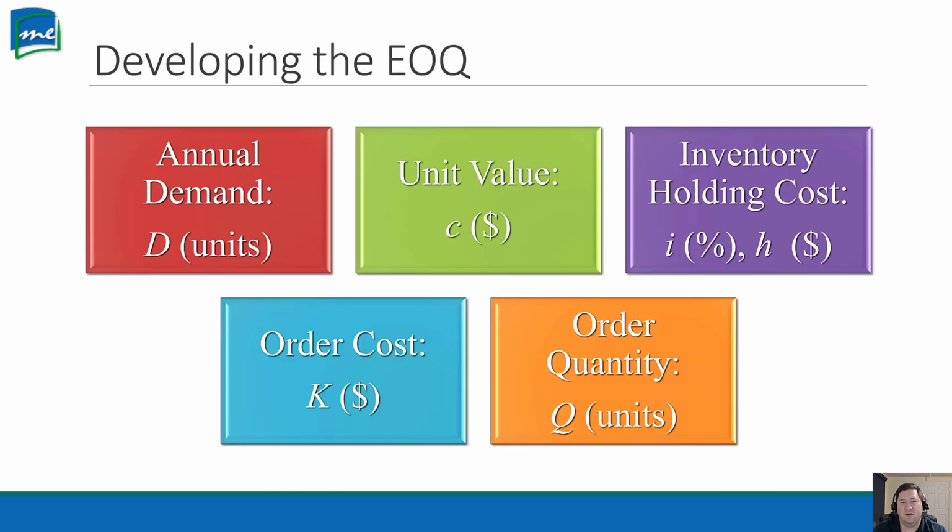So we have some variables that we're going to use in this. We have the annual demand, which will be represented by a capital D, and that will be in units, 100, 200, 300 units. Then our unit value, how much is each one of those units worth? That's going to be the lowercase c, and it's always going to be in a dollar figure. Then we have our inventory holding costs. We have two variables here. We have a lowercase i, which is a percentage, and then we have a lowercase h, which is a dollar amount. Then we have our order cost, which will be represented by a capital K and is always in a dollar figure. And then we have our order quantity, which is a capital Q, Q for quantity. That's going to be a number of units.